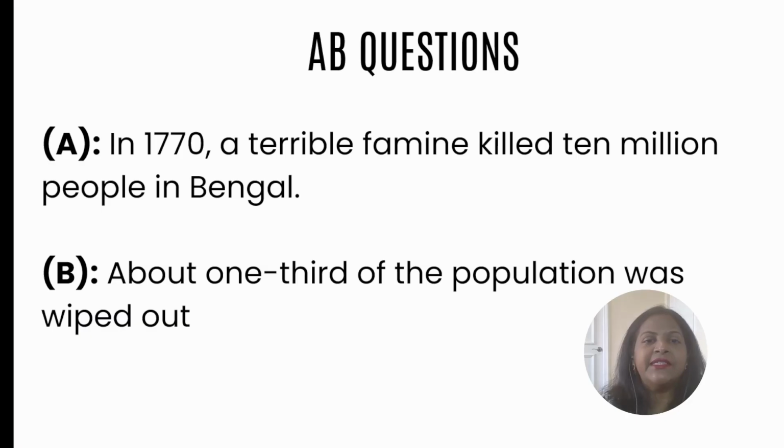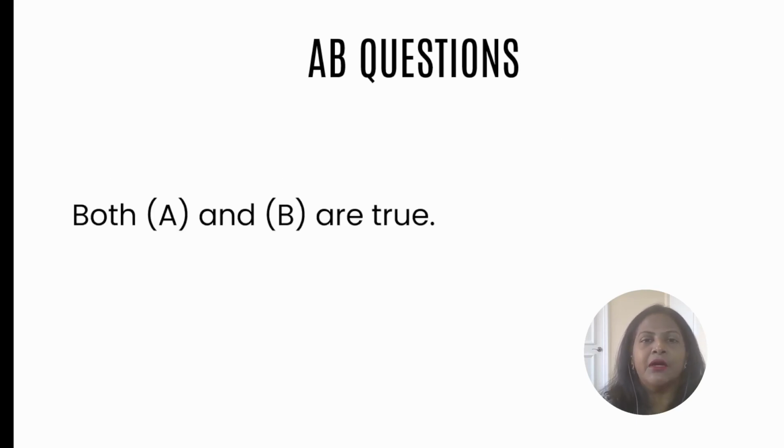Another AB question went like this. In 1770, a terrible famine killed 10 million people in Bengal. This is true. About 1/3 of the population of Bengal was wiped out. So both the statements are true. So both A and B are true.